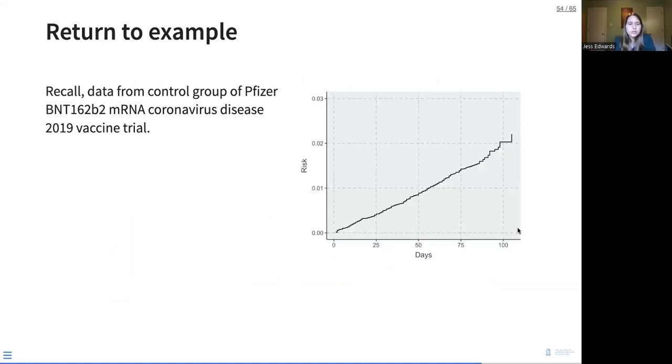So to return quickly to our example, remember, these are the sort of mimicked data from the control group of the COVID-19 vaccine trial by Pfizer. Here's the risk function that I generated. You can see it's much more stair-steppy than the original because we had to do this imputation of the exact event times based on the weeks. But it gets you to the same place, an observed risk of just over 2% at the end of follow-up.